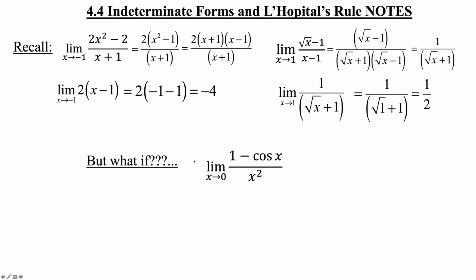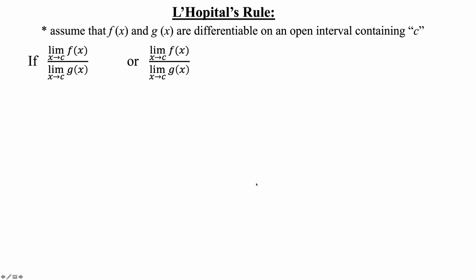But the big what if, we get something where we can't factor. You have a trig function with an algebraic function, and there's no way to simplify this thing. If I take 0, I get 0 in the denominator for this x squared. Cosine of 0 is 1. 1 minus 1 is 0. I have 0 over 0. But I don't know how to factor and cancel this thing. Well, that's where L'Hopital's rule comes in.